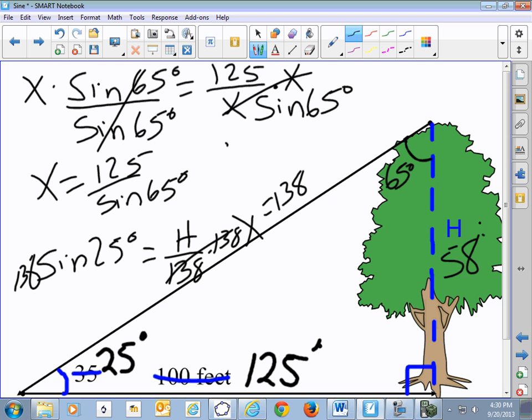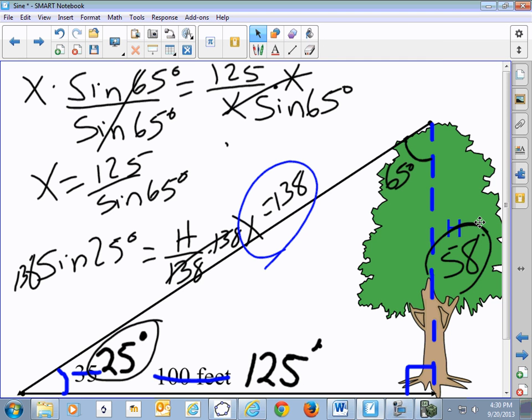One thing you'll notice is that if the angle is small, then the height is small compared to the hypotenuse. So something to think about when you're trying to check your answers and see if they make sense.